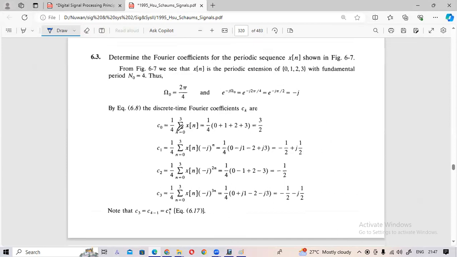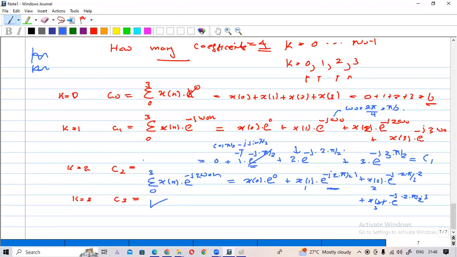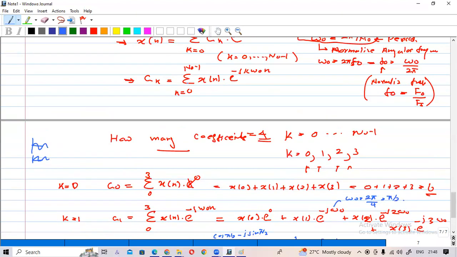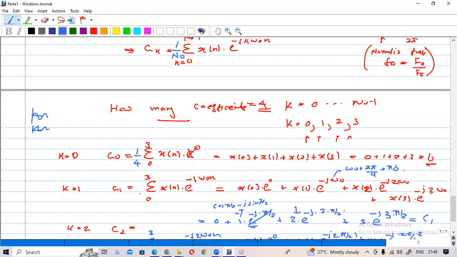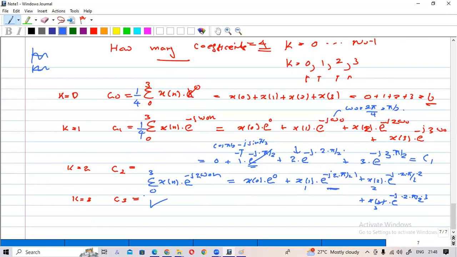Okay. This is the answer actually. This is C0, C1, C2, C3. Okay. So I have made a mistake. Here this should be 1 by N naught. So this whole term should be multiplied by 1 by N naught, that means 1 by 4. This one also 1 by N naught, 1 by 4. This one also 1 by 4. So this whole term should be multiplied by 1 by 4.